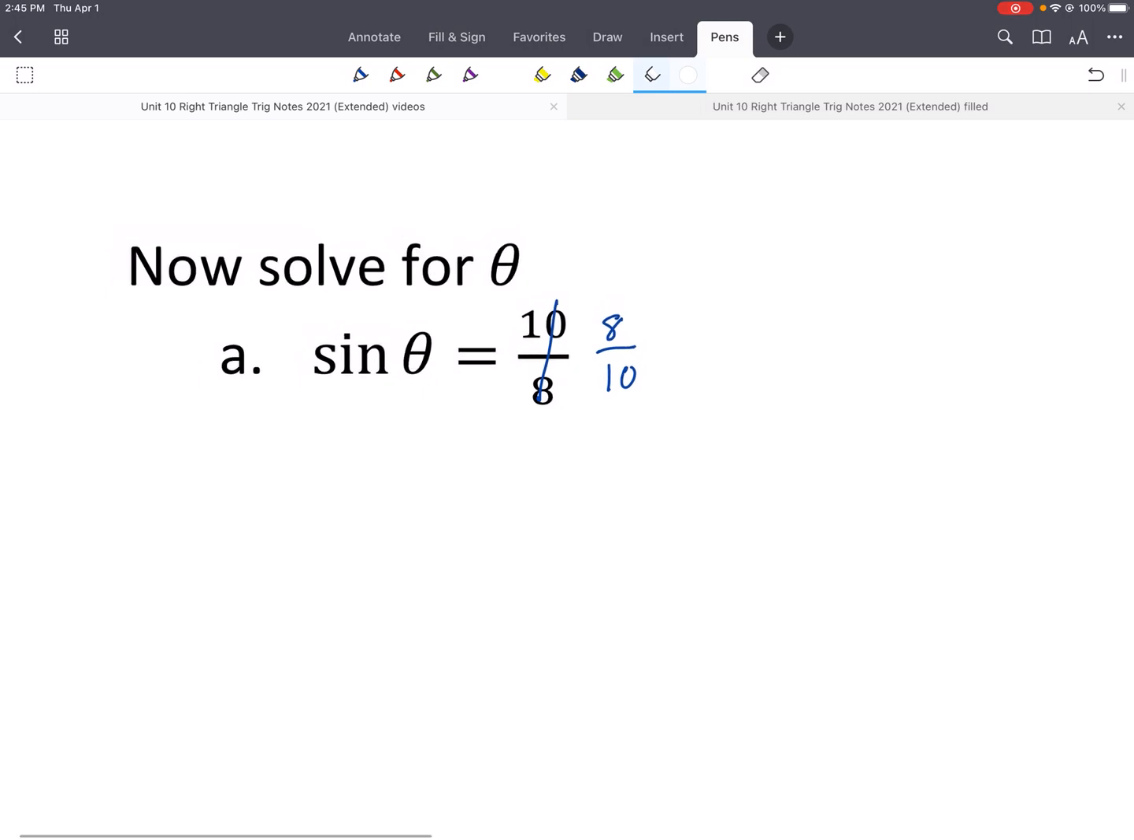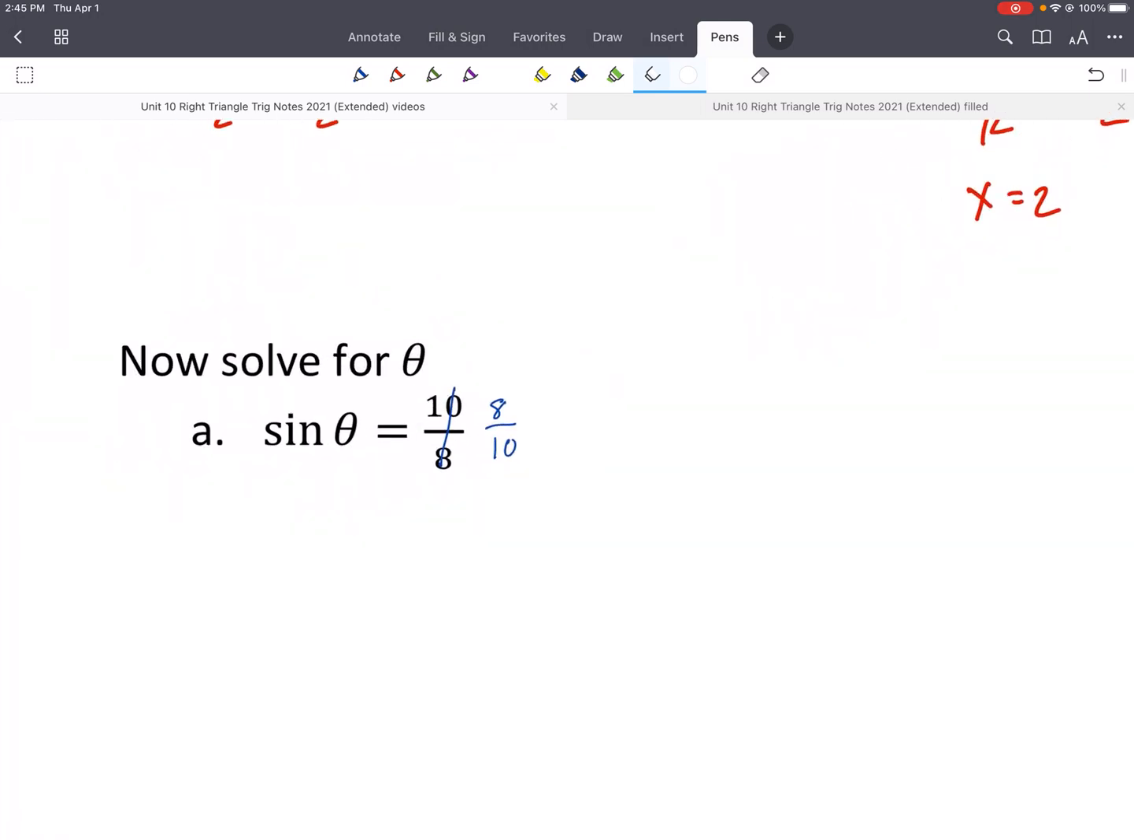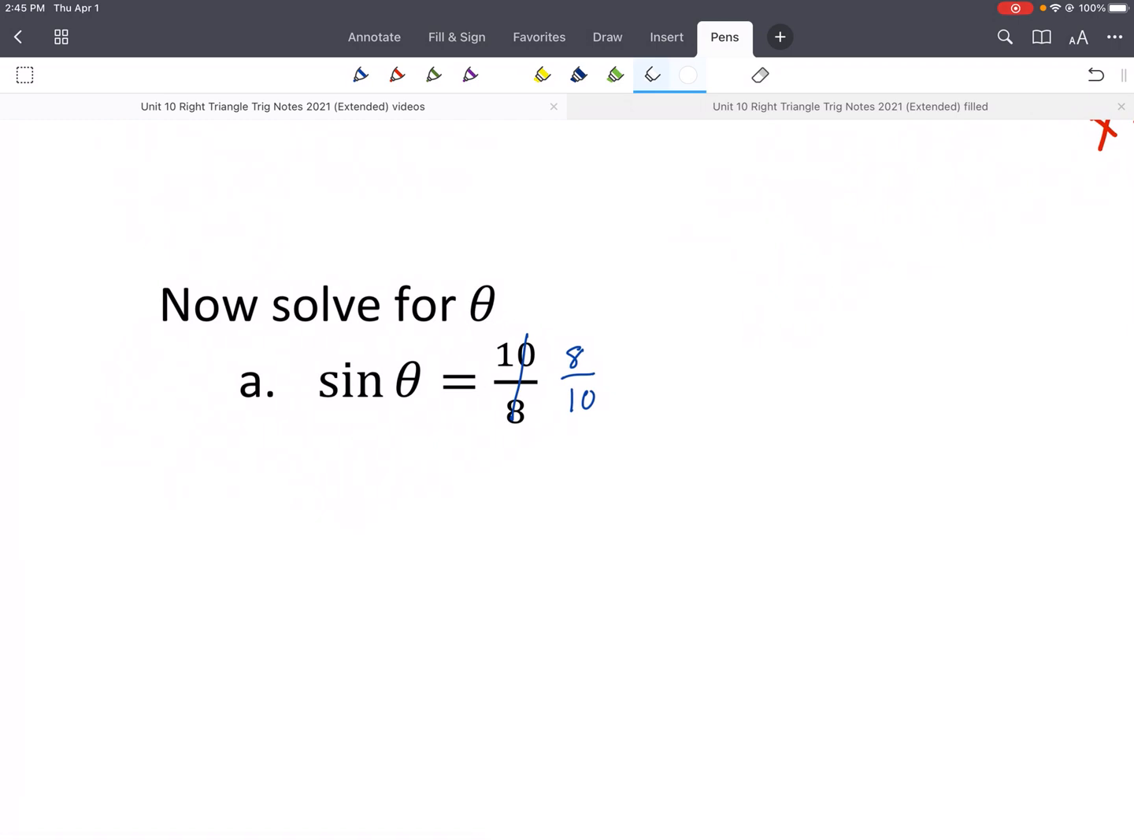So just like the other problems where we wanted to solve for x, here we want to solve for theta, okay? X, theta, they're both variables. We could use x for theta. Just typically, theta is used for angles in degrees. All right, so we want to solve for this.